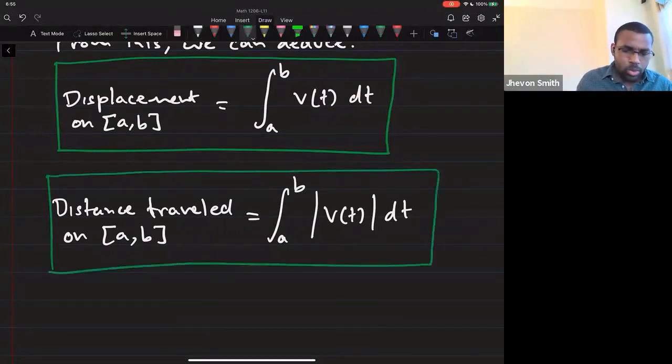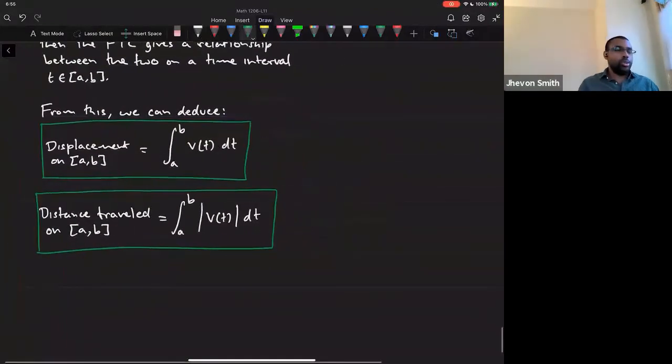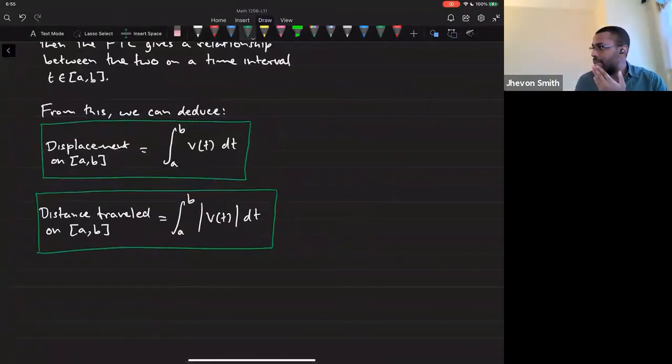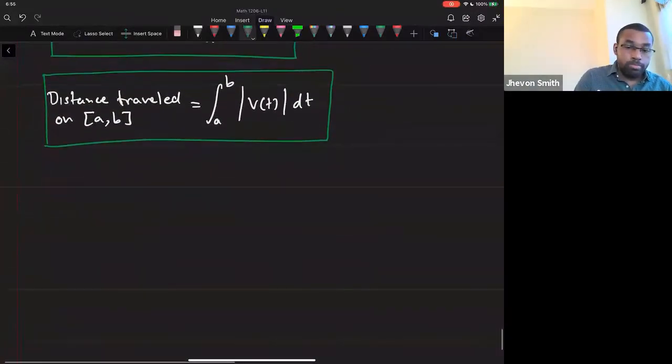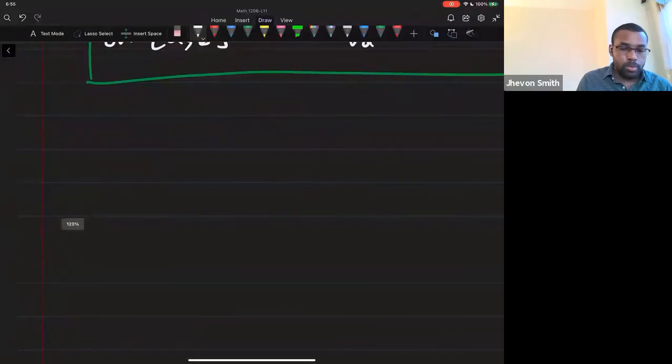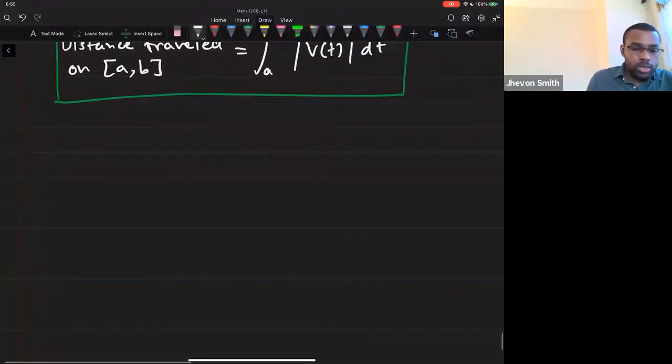Now, I don't want to waste too much time justifying that to you. Hopefully, me just saying verbally some sort of justification can convince you that this must be the case, especially when you take into account how integrals work and the relationship between position and velocity. But yeah, let's do an example.